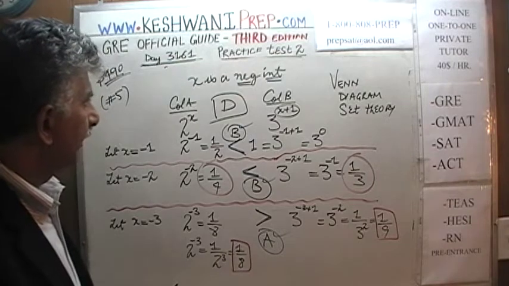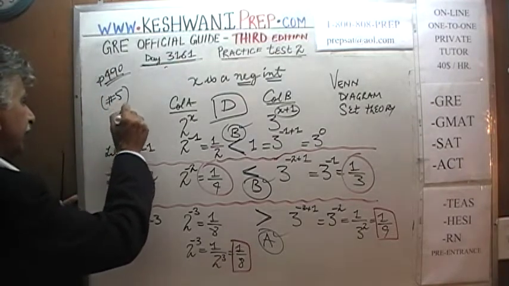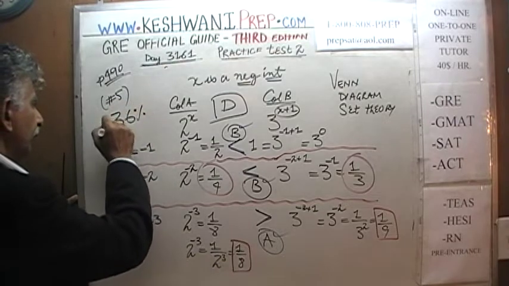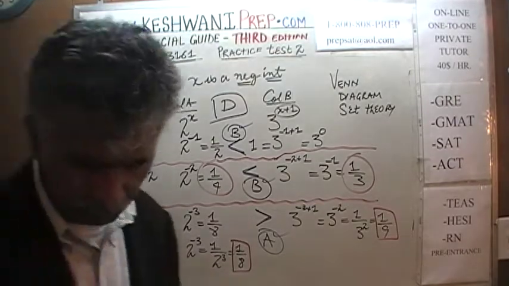And the percentile here, I don't know where to put it, because it's not a happy situation again. It's only 36%. Fewer than two-fifths of the people who took the exam got this question right.